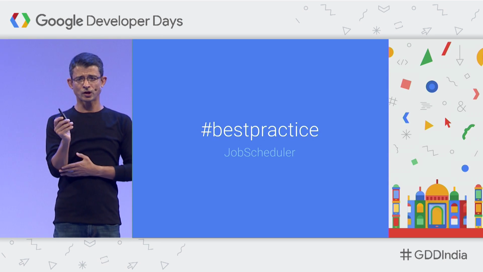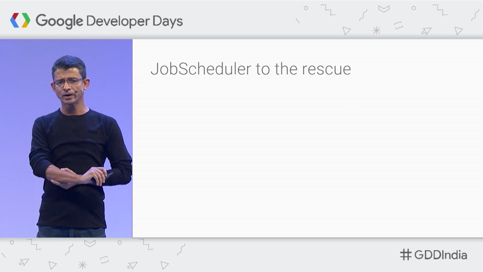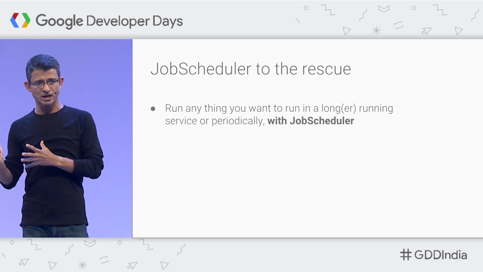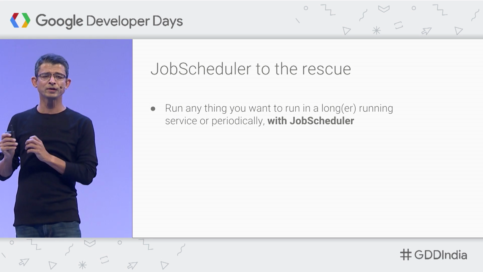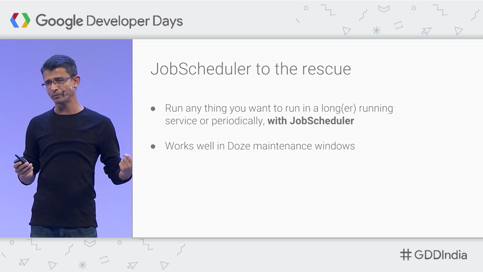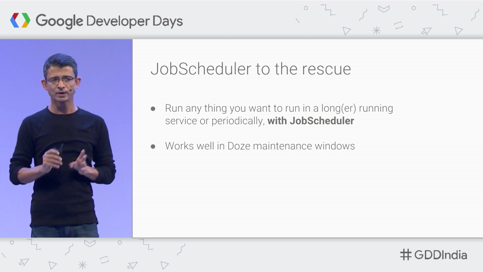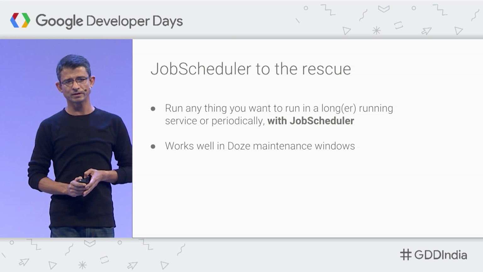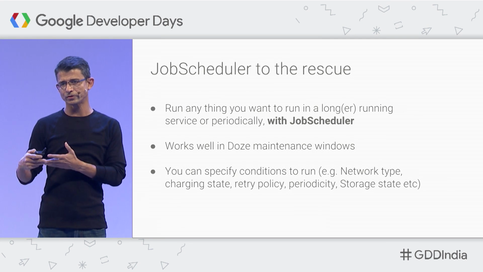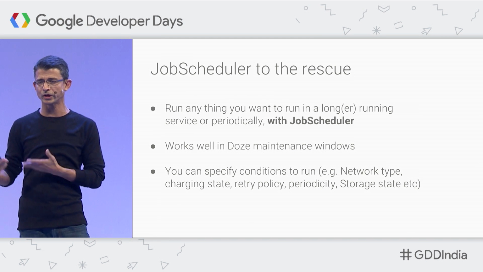Here I want to introduce JobScheduler. I'm sure you're already familiar with it, but real quick: for any background work where you were using a started service before, I would strongly recommend using a JobScheduler now. Why? Because it works well with the Doze maintenance windows. You will get complete network access and everything else you wanted in a very nice and efficient way. You can also specify conditions when you want your service to run, like what network type needs to be there or what the retry policy should be.